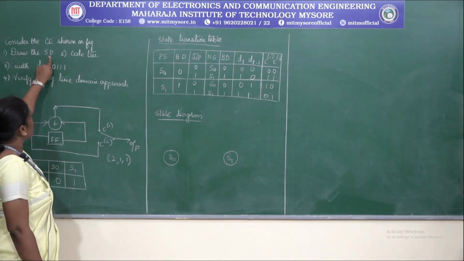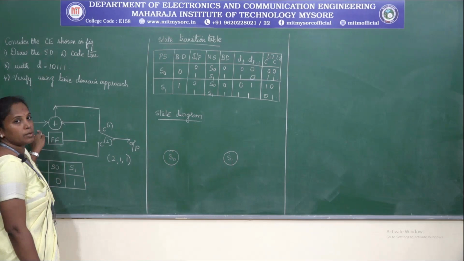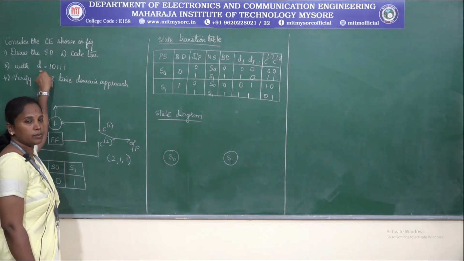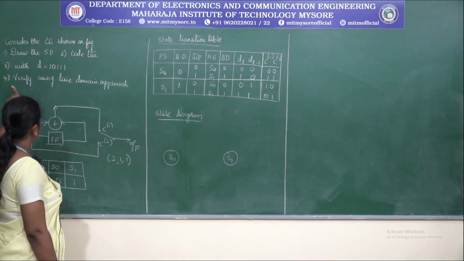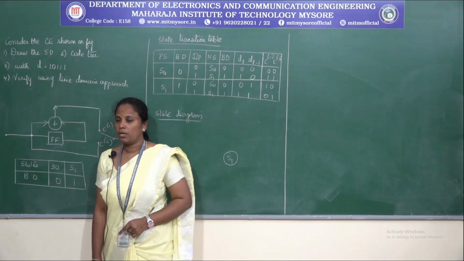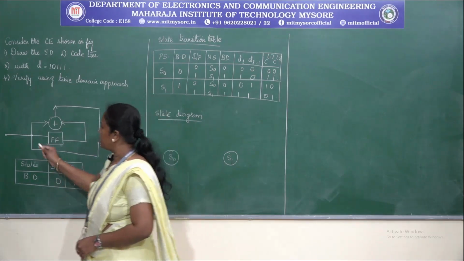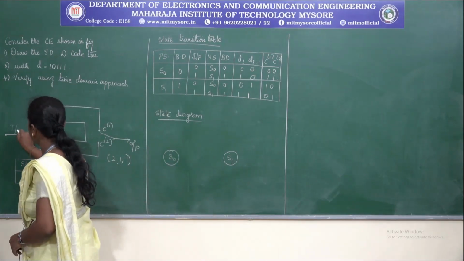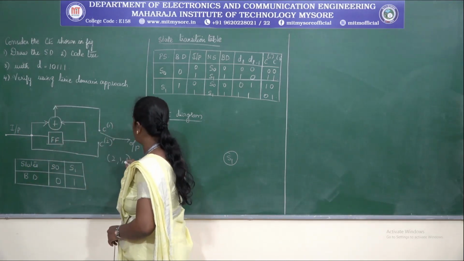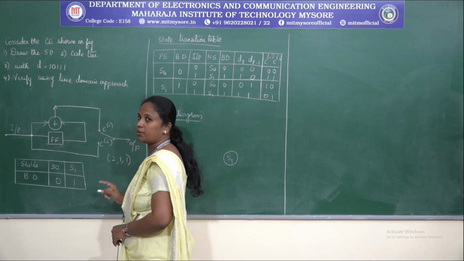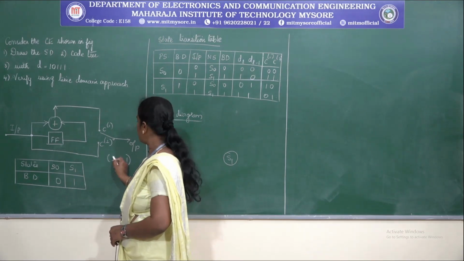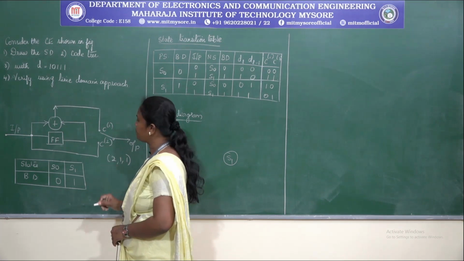So this is the example. Draw the state diagram for the convolutional encoder block diagram shown in the figure with the message input D equals 10111, and we also need to verify using the time domain approach. As you can see here, we have only one flip-flop. So your M is 1, the message input at a time is 1, and the number of outputs is 2, that is N is equal to 2.